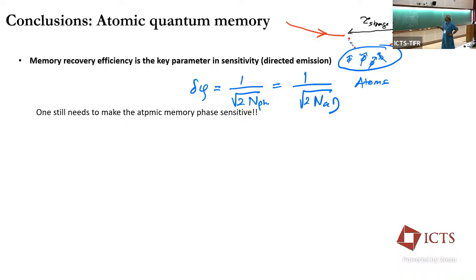This factor of 2 should not have been there, but that number of photons is the number of photons recovered from your memory, and that's basically the number of atoms which are storing it times the recovery efficiency. And if you see it this way, this factor is never larger than 1. So when it's 1, you are hitting the standard quantum limit, 1/square root of n.